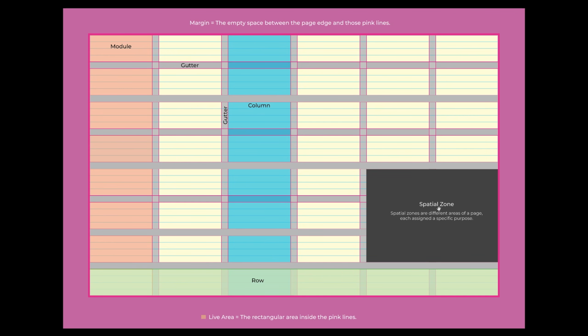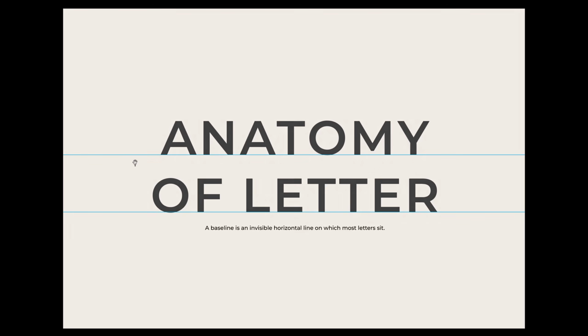Next, we will come to the special zone. Special zones are different areas of a page, each assigned a specific purpose, right? After this, we have one more concept, baseline. This blue line is known as baseline. A baseline is an invisible horizontal line on which most letters sit, right? If you look at all these characters properly, they are perfectly sitting on this blue line, which is the baseline, right?